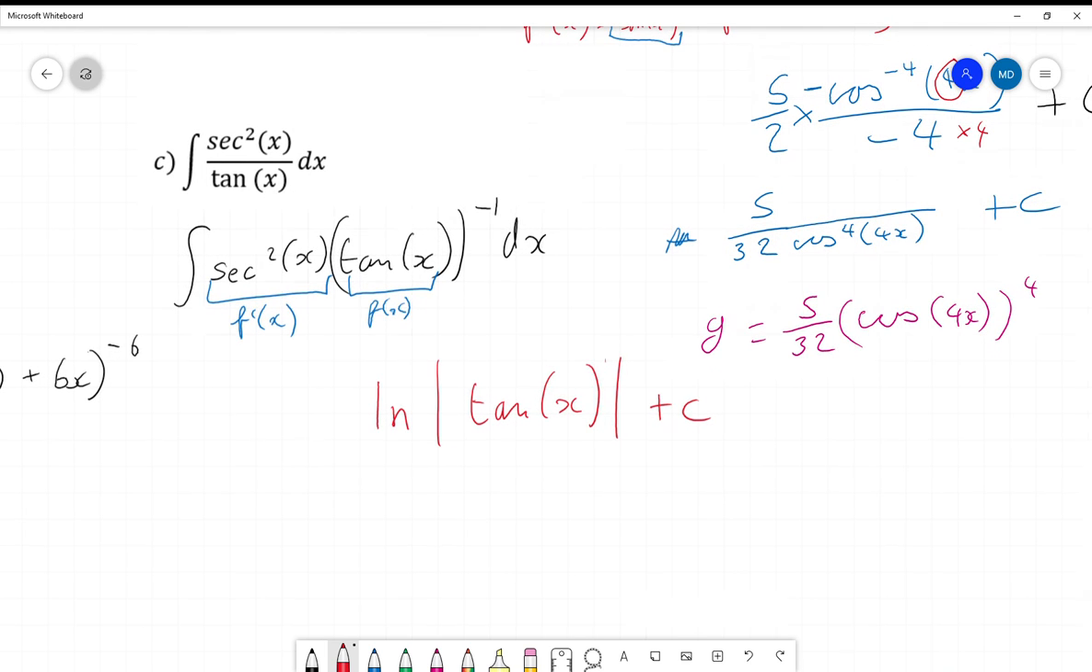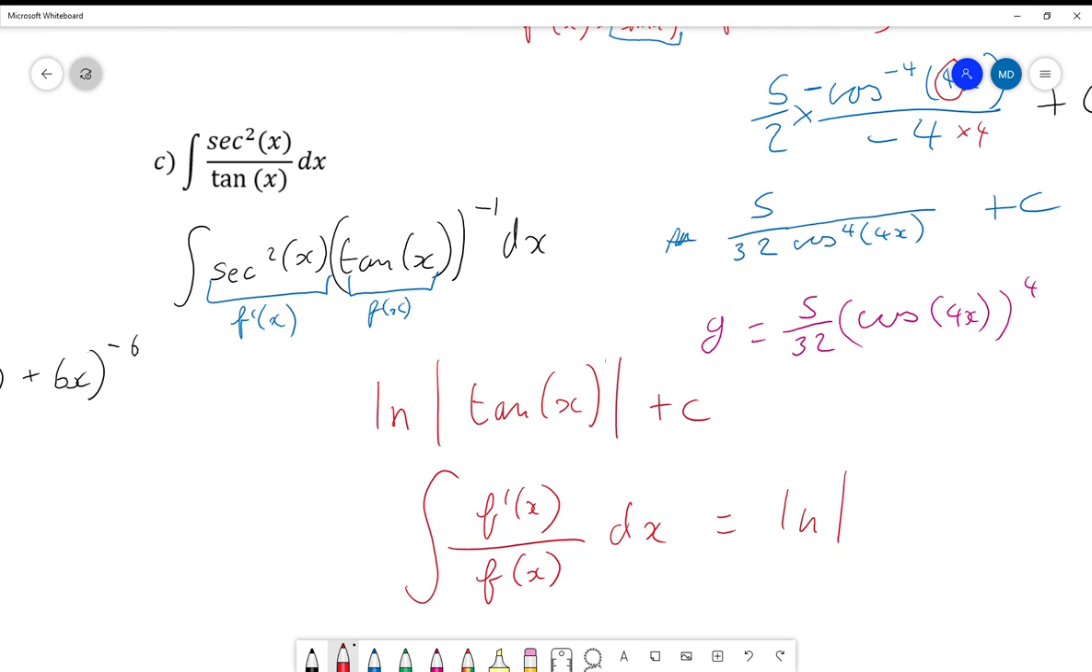In fact, we can write another rule that if we're dealing with the integral of f dash of x over f of x dx, then that is equal to the natural log of f of x immediately.